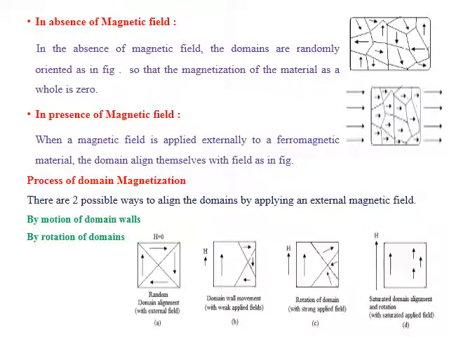During the rotation of domains, instead of turning individual dipoles in the direction of the applied magnetic field, the whole domain is turned to the direction of the applied magnetic field. You can see the total material is oriented in the same direction.